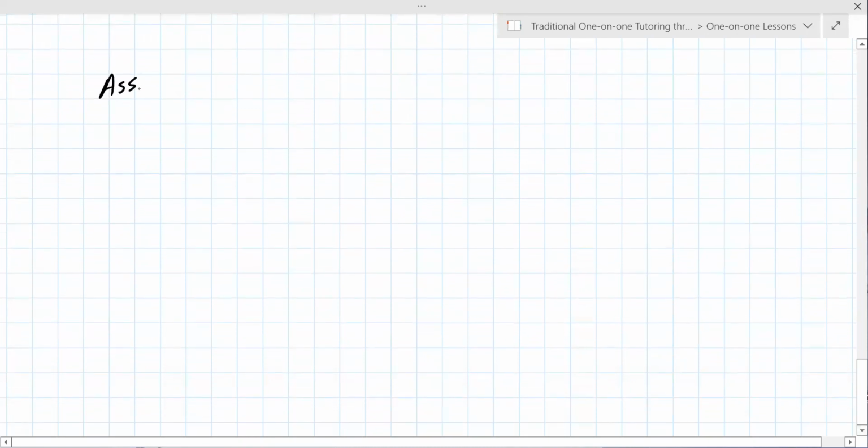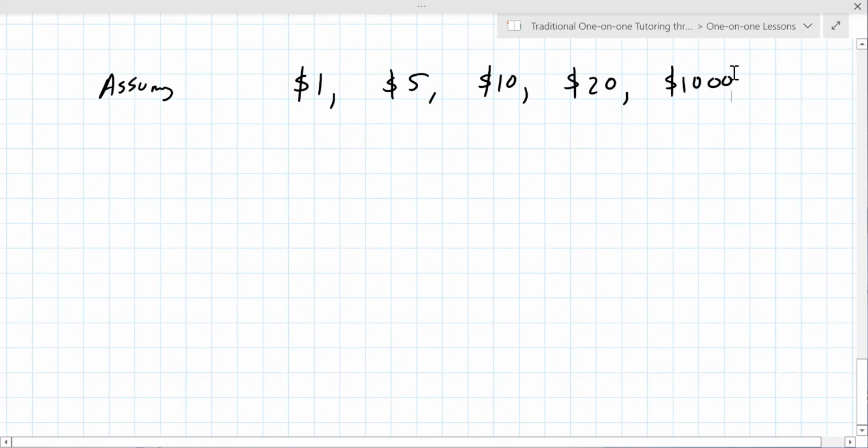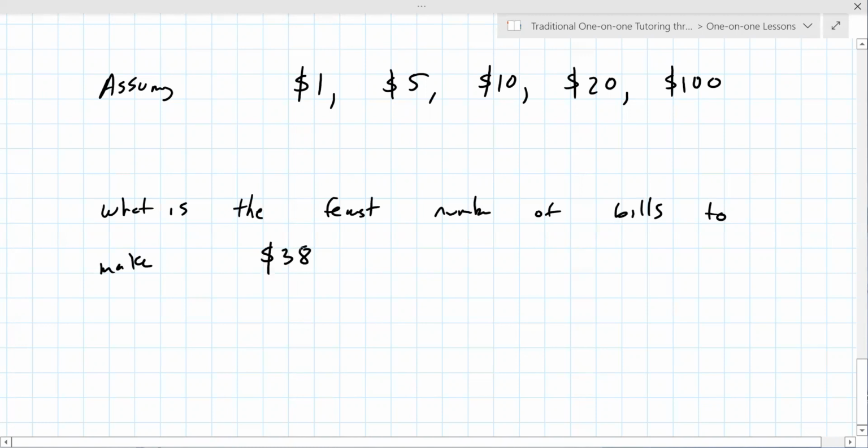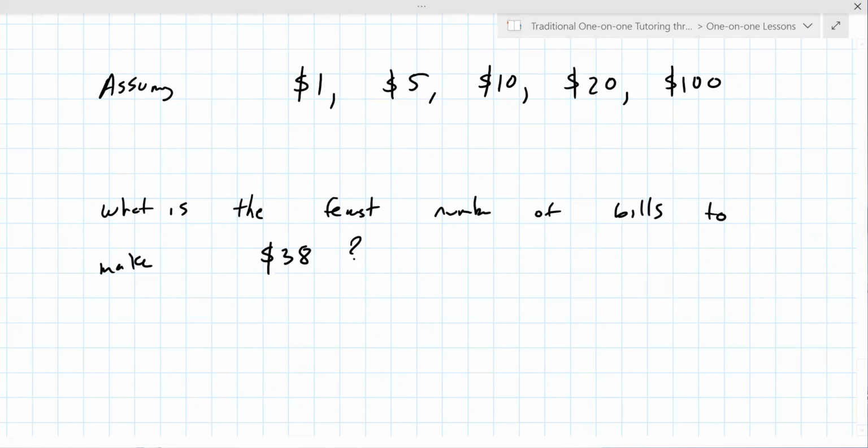Okay. So to your question that I want to ask you. Assuming you have a $1 bill, $5 bill, $10 bill, $20 bill, and a $100 bill, so these are the possible denominations. Assume you have as many of these as you want for this problem. What is the fewest number of bills to make $38? So you want to give someone $38, but you want to do it with the fewest number of bills.